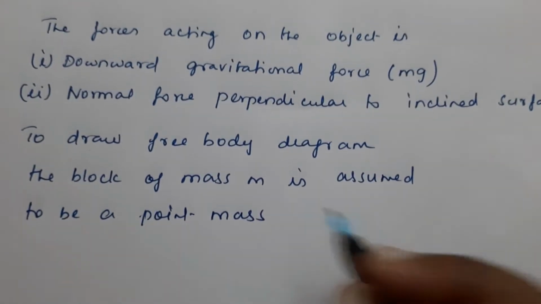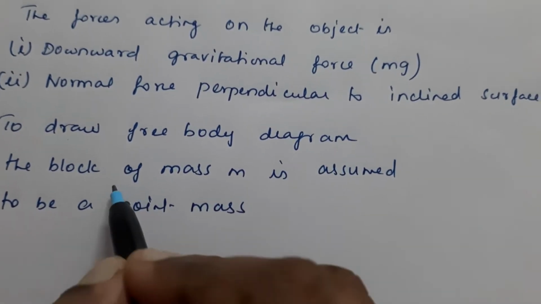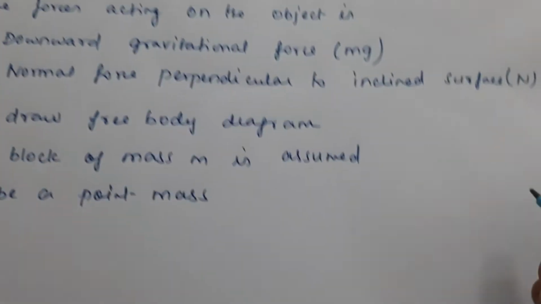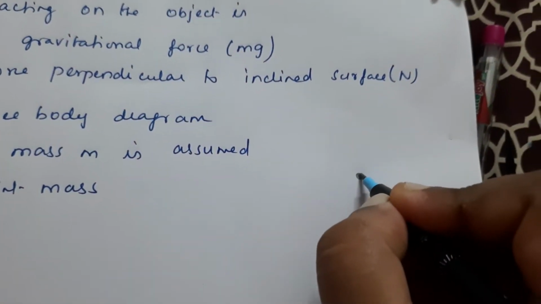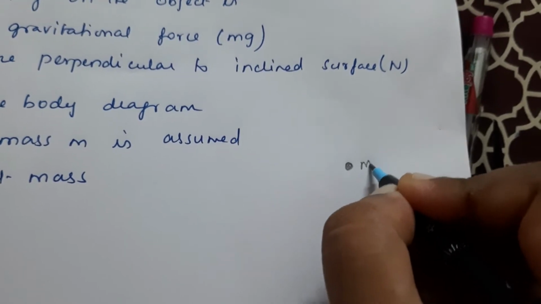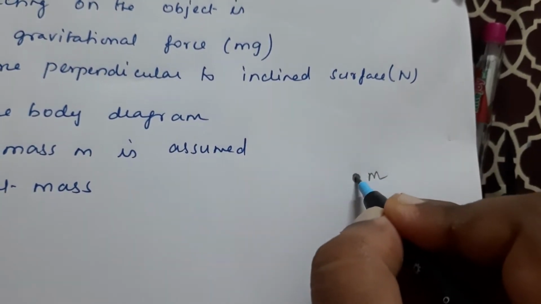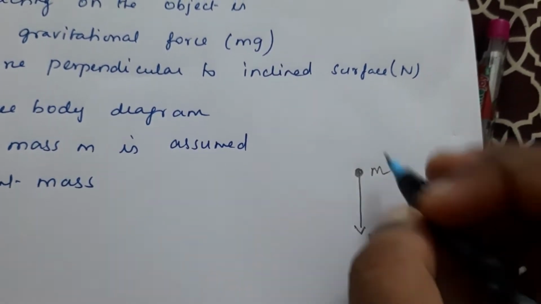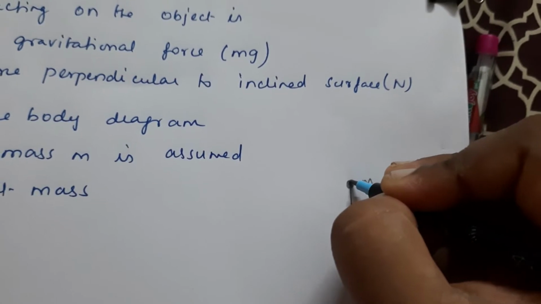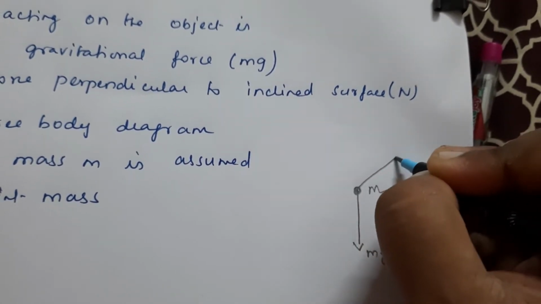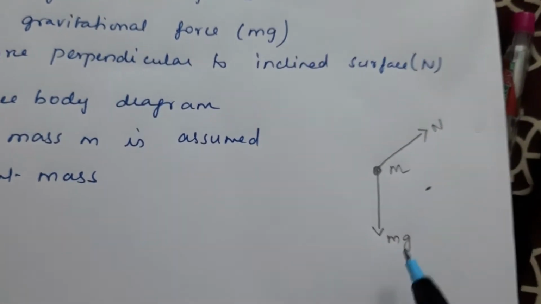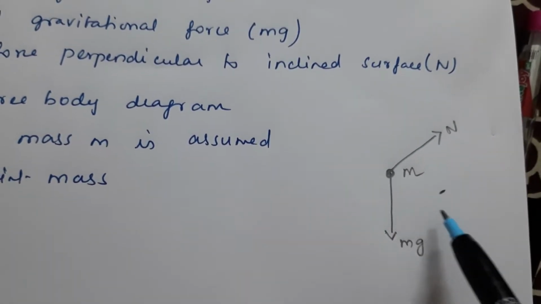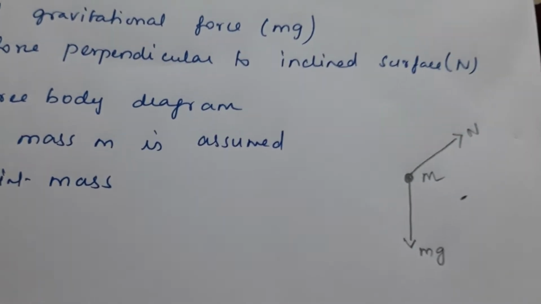Now we have to draw the free body diagram. To draw the free body diagram, we have to assume the block of mass m as a point mass. So this is the point mass m. Now there are two forces acting on it, so we have to draw the forces in the free body diagram. One is the downward force, that is mg. And another one is a normal force which is perpendicular to that of the inclined plane. So it is like this. So this is your free body diagram. So we have drawn a free body diagram to represent the mass and the forces.